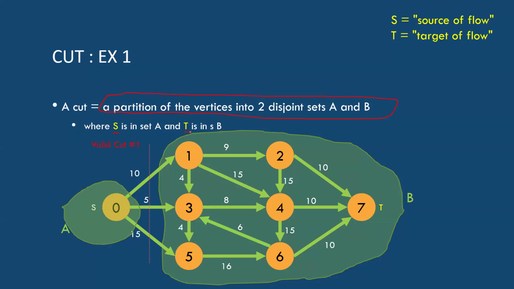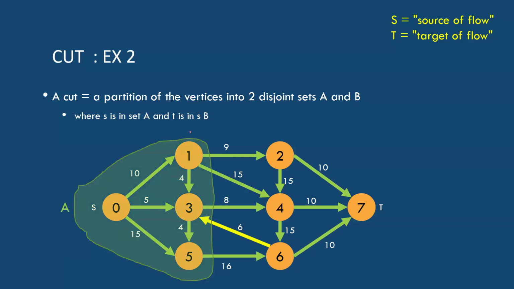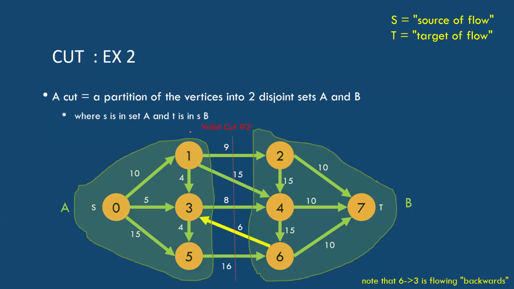But that's not the only cut. We could have other cuts. We could cut through here, and that would be another cut. As long as S and T are on different islands, we're pretty good. And notice that all of the edges in this particular cut are flowing toward the target except for the yellow one. This is what we would refer to as a backwards edge with respect to S and T.